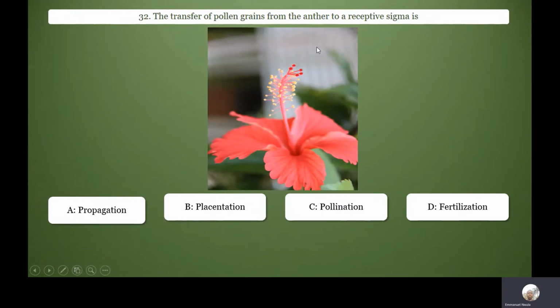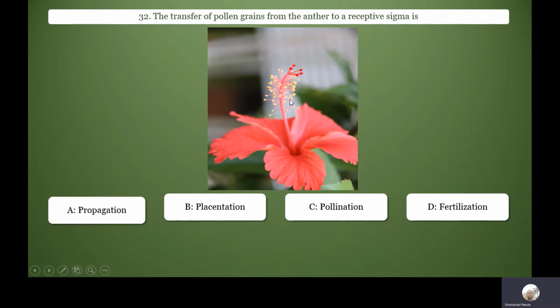The transfer of pollen grains from the anther to a receptive stigma is called pollination. Look at this flower and see the anther. The anther produces pollen grains. So pollen grains are transferred from the anther to the stigma. You can see the reddish stigma of this hibiscus flower.